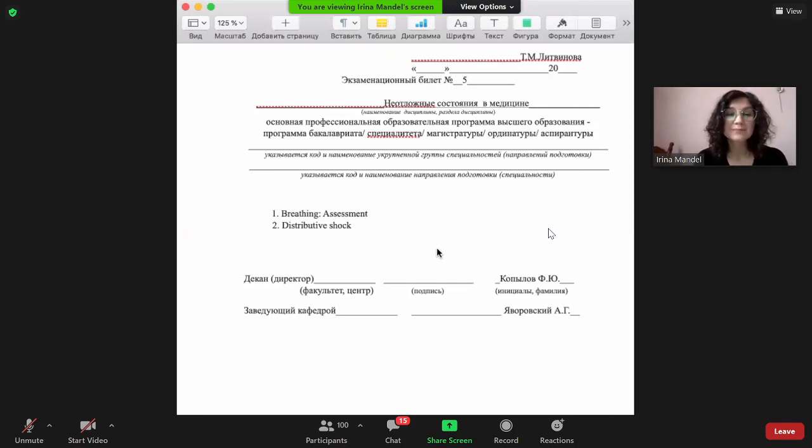So here you should say what is common in these shocks, and the common feature is the pathophysiology. The different triggers, but the same pathophysiology. The trigger in anaphylactic shock is some allergic agent. In septic shock, there is a bacteria as a trigger of shock situation, and in neurogenic shock.